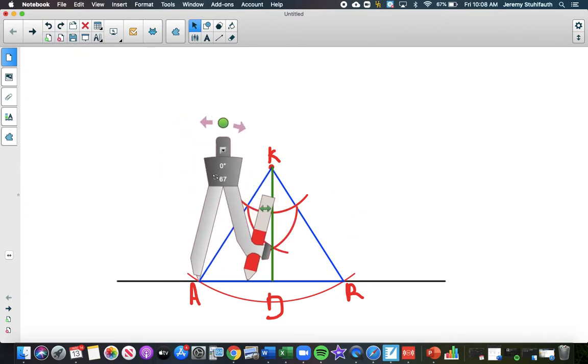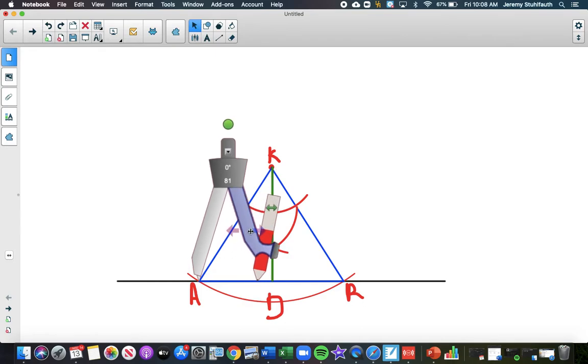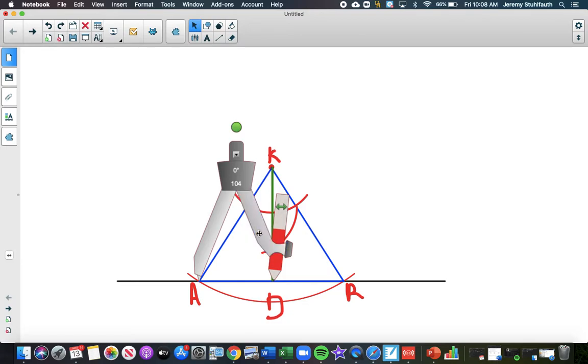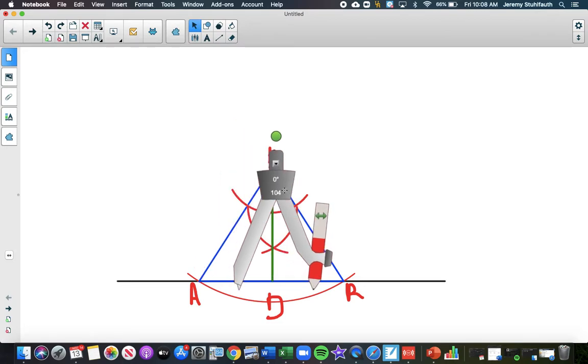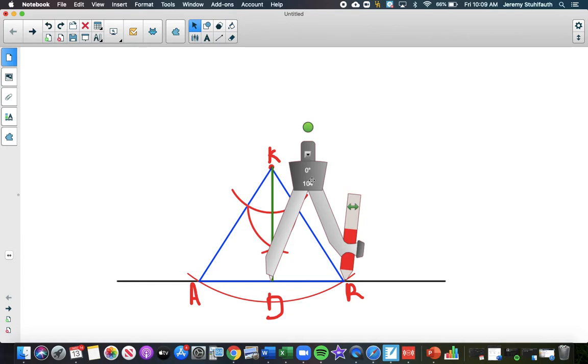So here's what we do know. We do know they share side KD. So side KD is congruent to KD. We also know that AK and KR are congruent because this is an isosceles triangle. So we have AD right there. If you look at that, RD is the same length as AD. So we now know that AD is the same length as RD. So what does that mean?